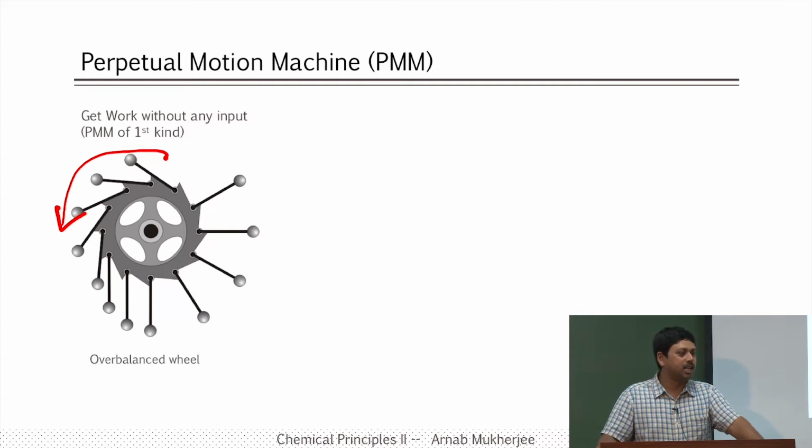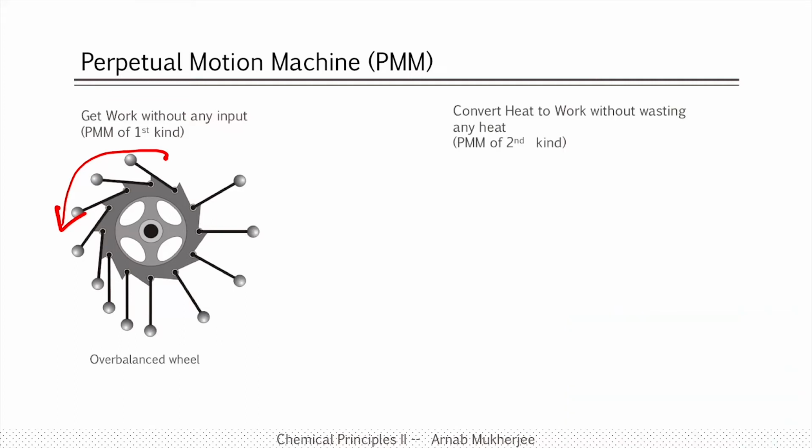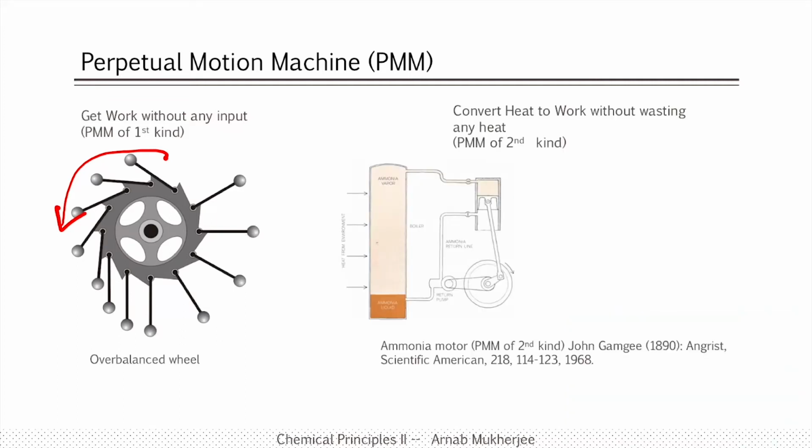Thermodynamics will tell you that it is impossible to make a machine that runs forever without any input. If something happens without any input and runs forever, it is called a perpetual motion machine of the first kind. But there is also something called a perpetual motion machine of the second kind. The perpetual motion machine of the first kind will violate the first law of thermodynamics, and the perpetual motion machine of the second kind will violate the second law. We will see that later on.